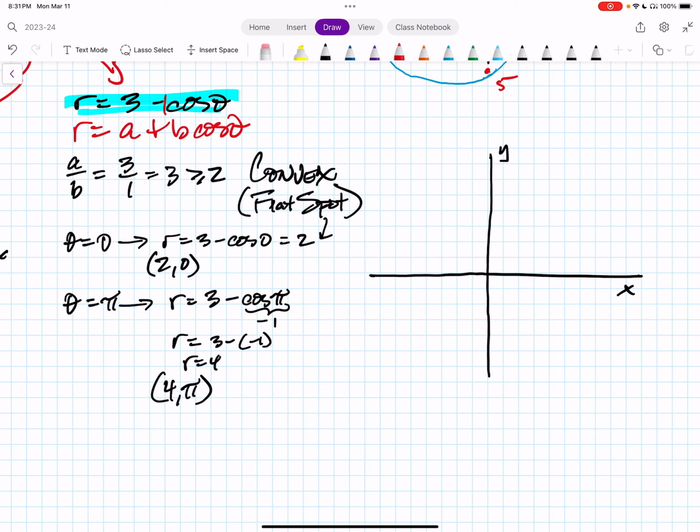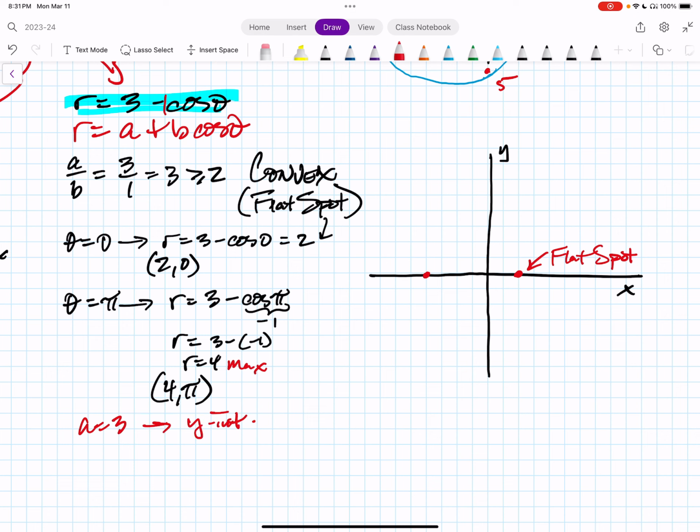So let's plot these. So 2 comma 0 is here. There's your flat spot of the limacon. All right, 4 comma pi is over here on the left. There's your maximum radius. This is max radius. And then these values, A is 3. A is 3. This is y-intercepts.